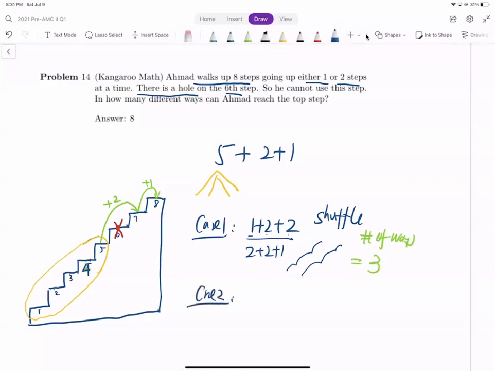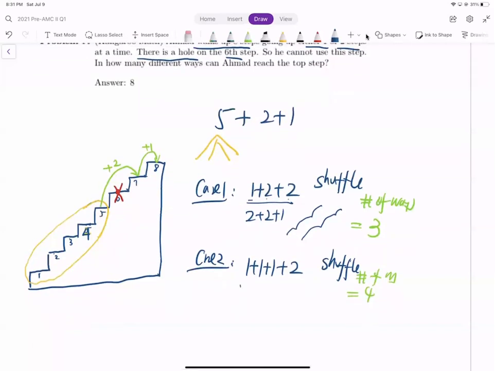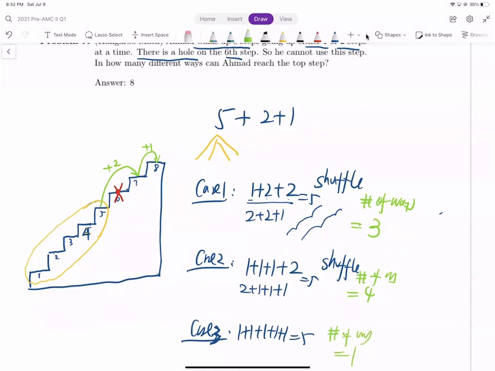Then case 2, what you can do is 1 plus 1 plus 1 plus 2, right? Then again, you can shuffle it. You get the number of ways equals 4, right? You can have, for example, 2 plus 1 plus 1 plus 1, and then 1 plus 2 plus 1 plus 1, okay, you have 4 ways to shuffle it. Okay, how about, can we do others? Yeah, so the third case, each time just go by 1 step, which is again equals 5. And then there's no need to shuffle because the number of ways will be just 1. Okay, now we just add them together.